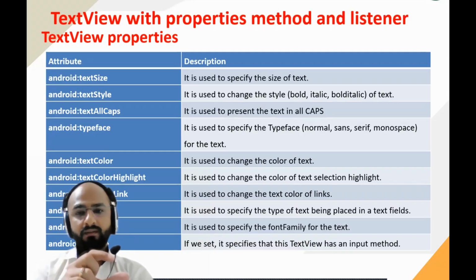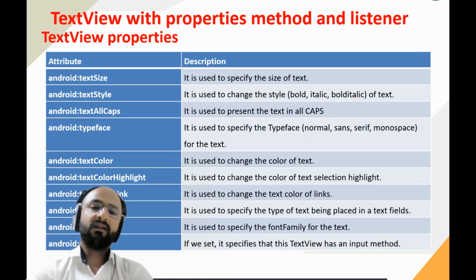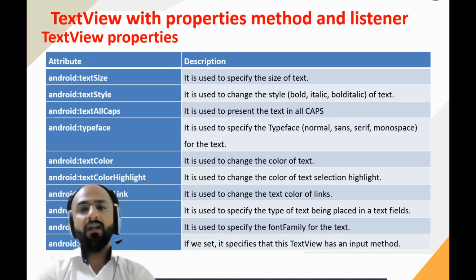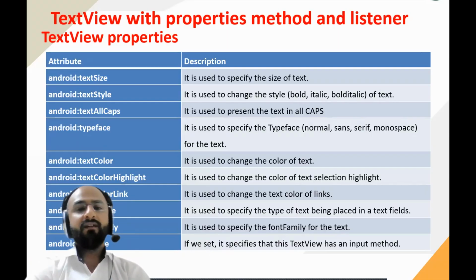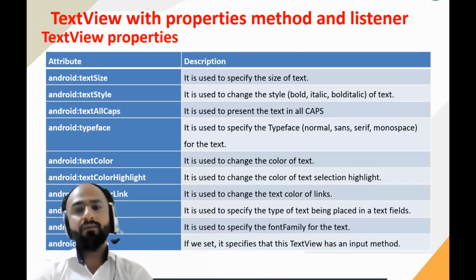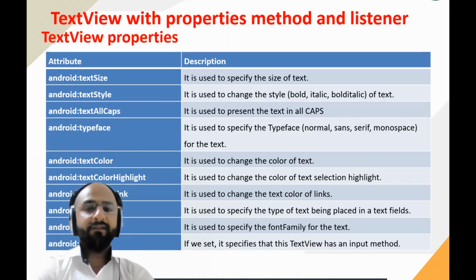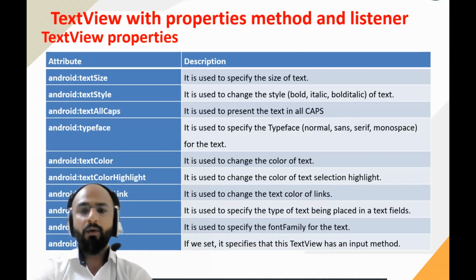Suppose you have written a word into the text view and you need to change the word into all capital letters. At that time, the text all caps property will be used, and the value of this property will be a Boolean value. So you can write Android colon text all caps equal to true or text all caps equal to false. Typeface, it is used to specify the typeface like normal, sans, sans serif and monospace for the particular text.